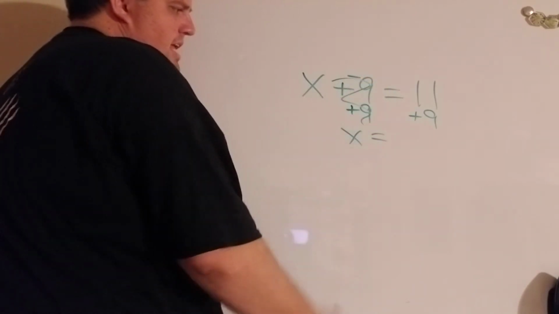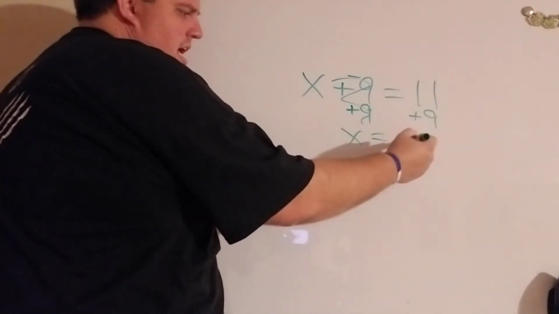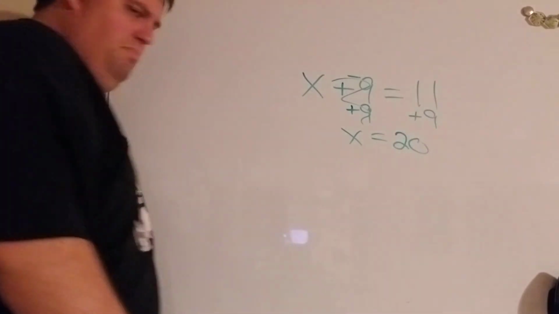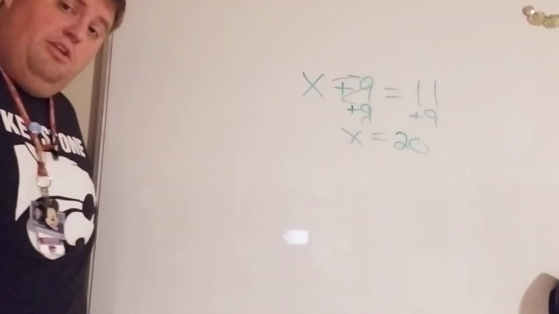And they would cancel out. And 9 plus 11 is going to give me 20. That's pretty easy. You guys should probably know how to do that, right?